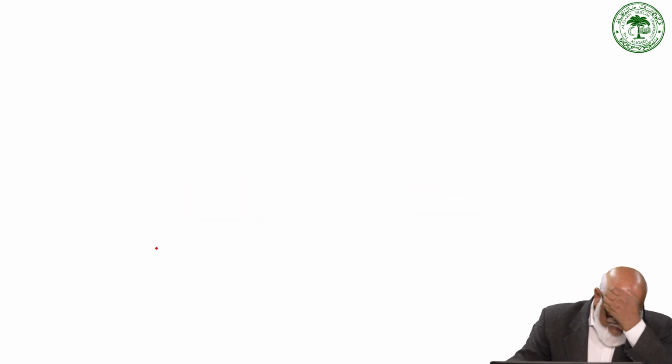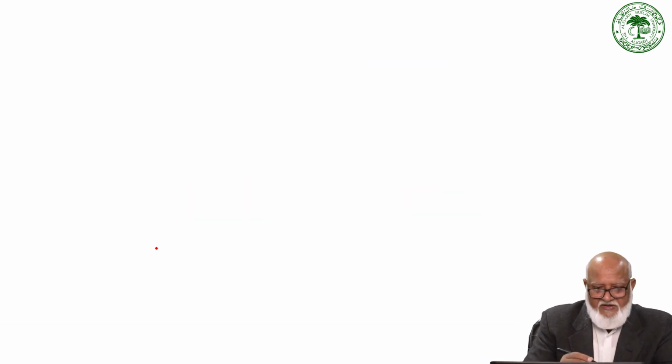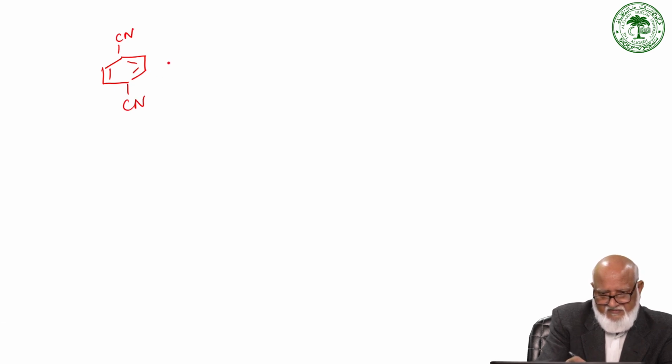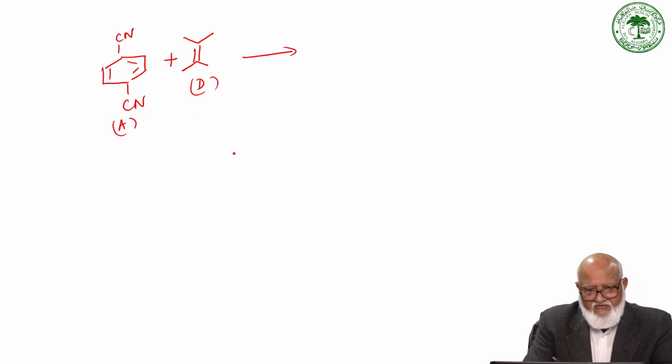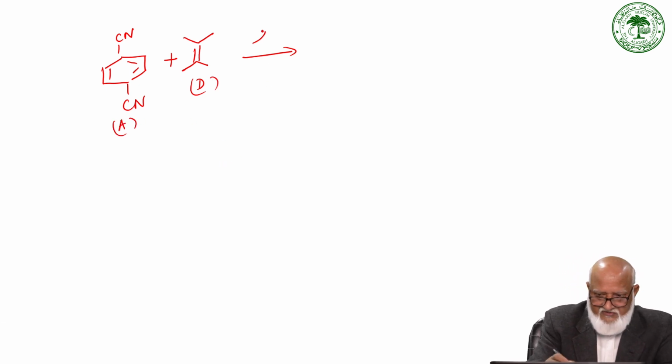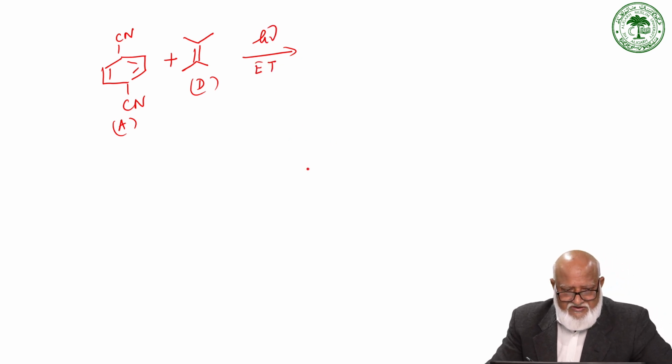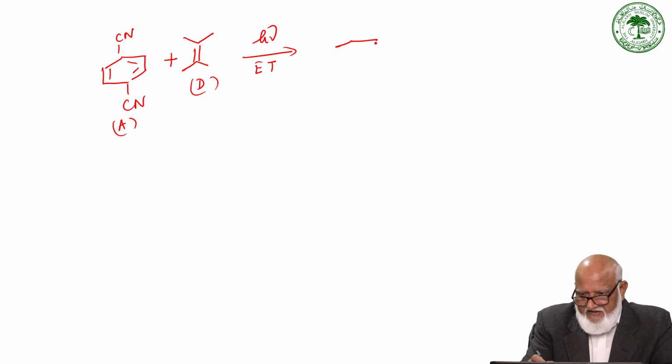Several more examples of electron transfer with dicyanoanthracene have also been reported. This is an example of 1,4-dicyanonaphthalene, which is an acceptor, plus tetramethylethylene, which is a donor. 1,4-dicyanobenzene is also an acceptor. In the presence of light, electron transfer takes place from donor to acceptor, generating a radical anion.